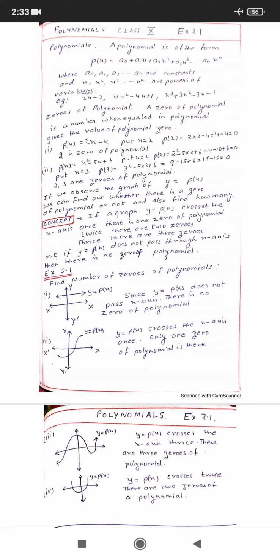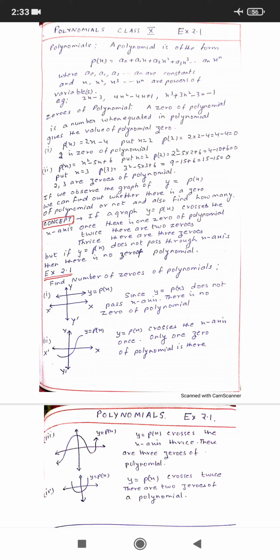Good morning, students. Today in class 10, we are going to study polynomials, that is, second unit, and polynomials is the topic. First thing is, what is polynomial?